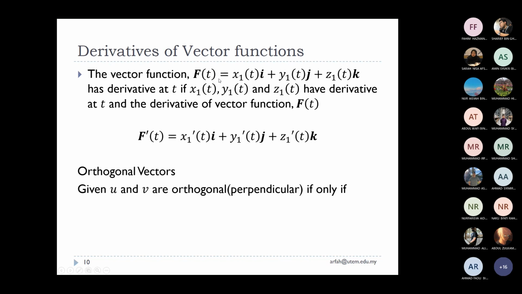So the orthogonal vectors: given that u and v are orthogonal or perpendicular vectors if and only if the multiplication of u and v, the dot product, is equal to 0. So this one will be an orthogonal vector function.